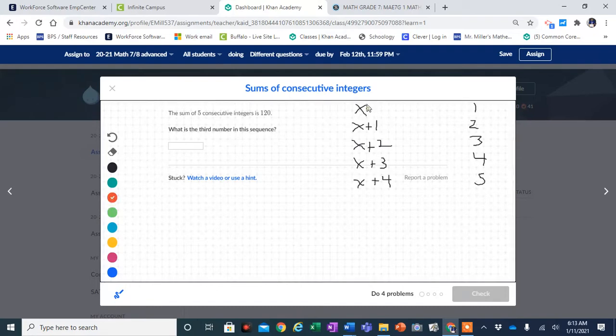The next thing you need to do is combine your like terms. So 1, 2, 3, 4, 5, that would be 5x. Combine together your numbers, so that would be 1, 2, 3, 4, so plus 10 equals 120. Now we need to solve the equation.